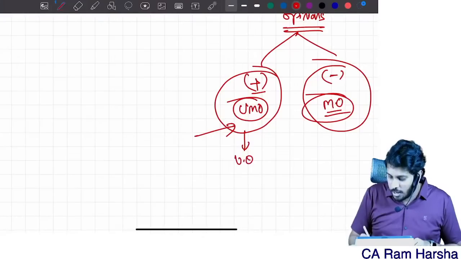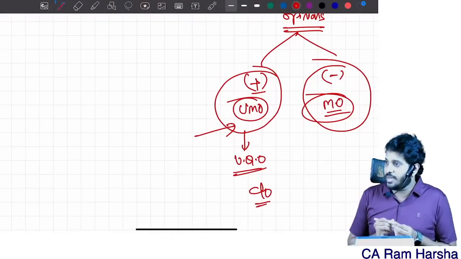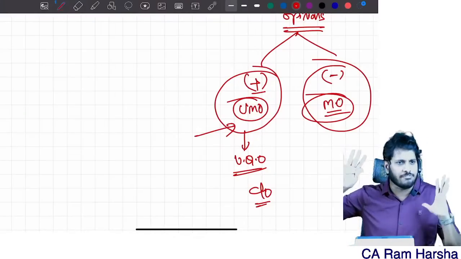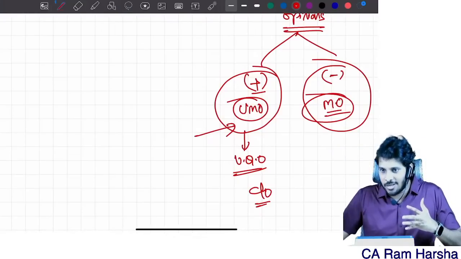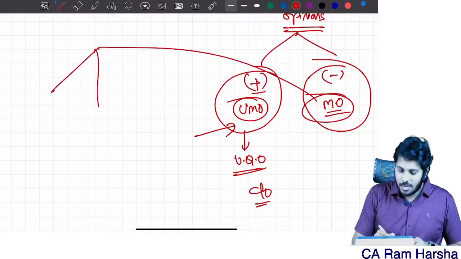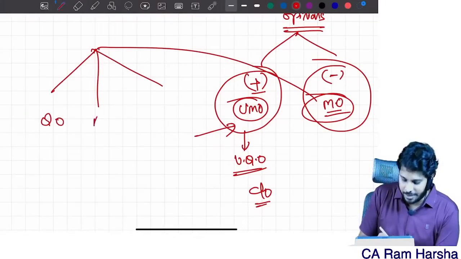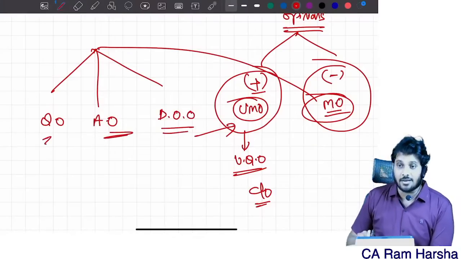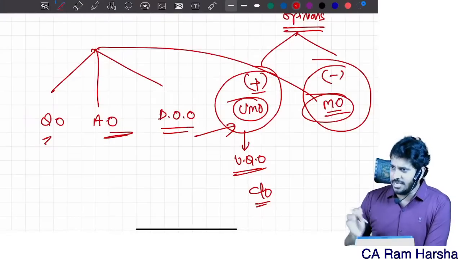Unmodified opinion is called unqualified opinion, which is also called clean opinion. What is clean opinion? They're completely true and fair, not even a single mark. That's called clean chit, clean opinion. Modified opinion is again subclassified into 3 types: qualified opinion, adverse opinion, and disclaimer of opinion.